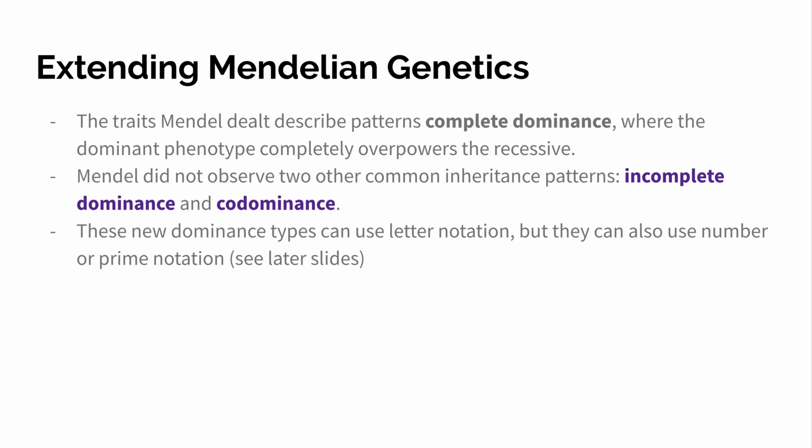So the two most common are incomplete dominance and codominance. And there is a difference between the two, even though they are fairly similar and they sound very similar in names. Both of these patterns, because it's not actually complete dominance anymore, sometimes they use letter notation, just like our regular Mendelian traits do, but they can also use number or prime notation. And some people favor this because it no longer implies there's a dominance of one allele over the other.